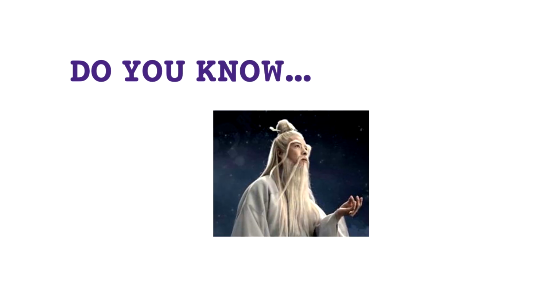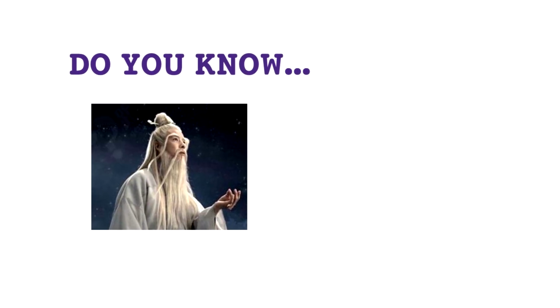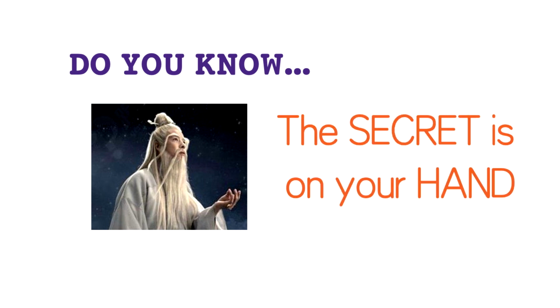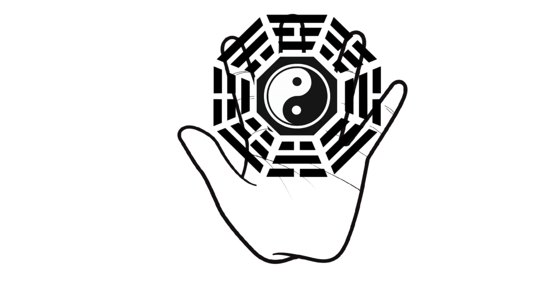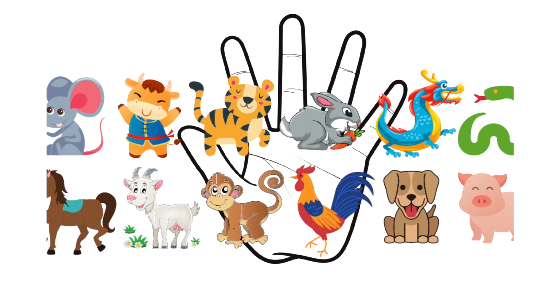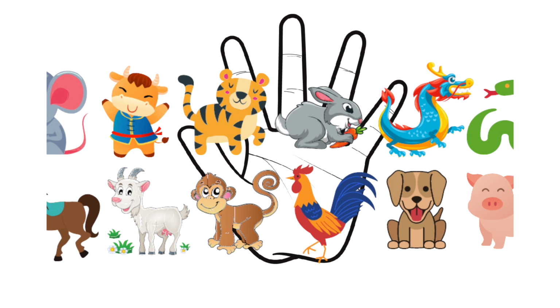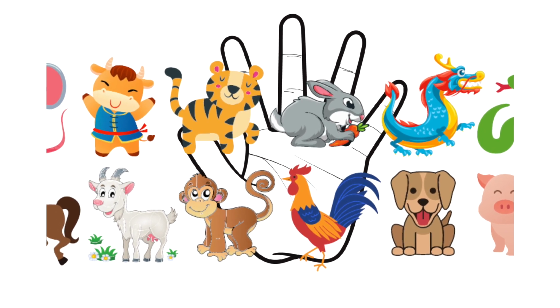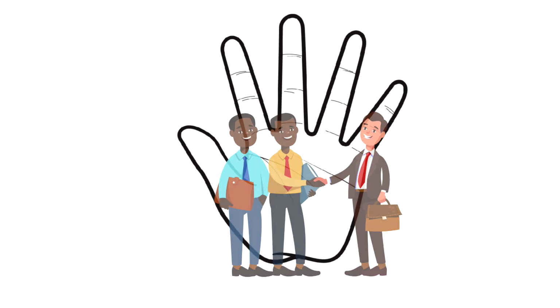Do you know how Feng Shui masters read fortune on their hand? You can as well, because the secret is on your hand. Let's go and find out. Our palm can be used to read about the flying stars, the zodiac signs, as well as the Bagua map. In this video, I'll share with you how to read the 12 Zodiac Animal Signs and their relationships on your palm to help you finding your most compatible friends, soulmate, or business partners.